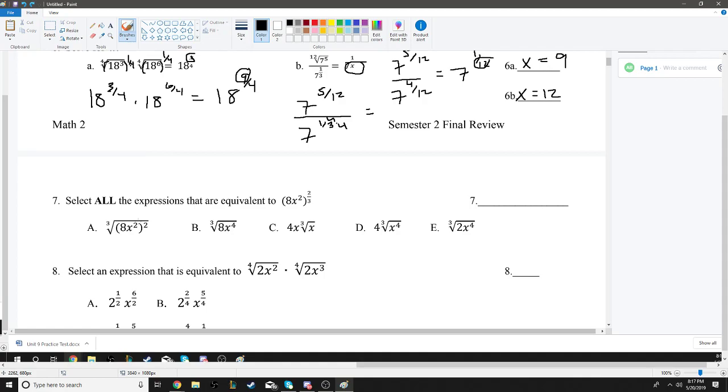So, first off, what I might do is distribute this 2/3. So this is equal to 8 to the 2/3 times x to the 4/3. But 8 to the 2/3, the cube root of 8 is 2. So this is 2 to the 2nd power, which is 4. So they all need to be 4 times x to the 4/3 power.